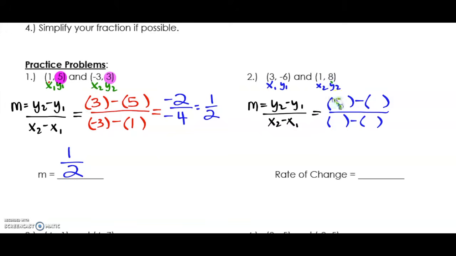y2 is going to be 8 minus y1, which is -6. x2 is 1, and x1 is 3. So notice, I have a minus sign for my formula and the -6. I need both of those numbers because that minus becomes a plus, and we end up adding 8 plus 6, which is 14. And then 1 minus 3 is -2. And when we simplify that 14 divided by -2, we get -7. So our rate of change for example 2 is -7.